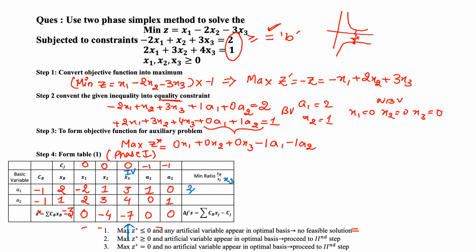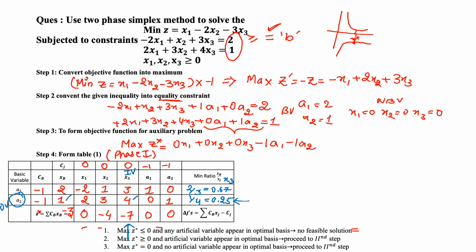So we will divide 2 by 3, and you will get the value 0.67. Similarly, 1 divided by 4 will give you 0.25. Now what is the outgoing variable? The outgoing variable is the non-negative minimum ratio. So this is the non-negative minimum ratio. Okay, so A2 is my outgoing variable.